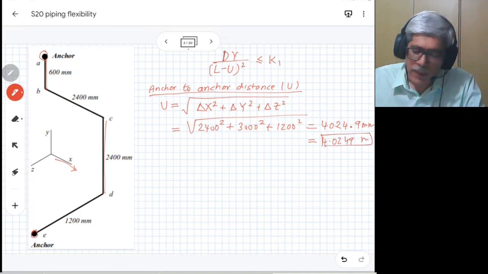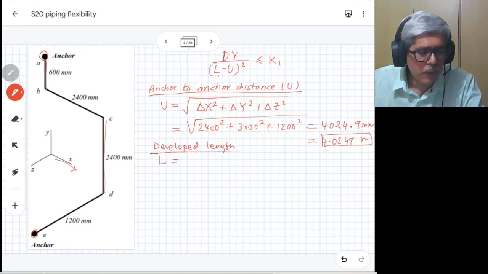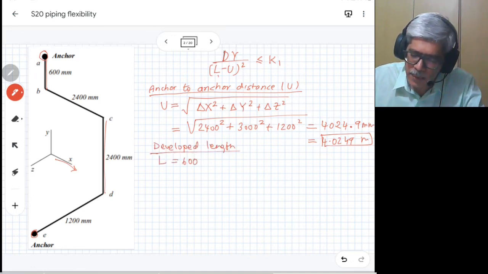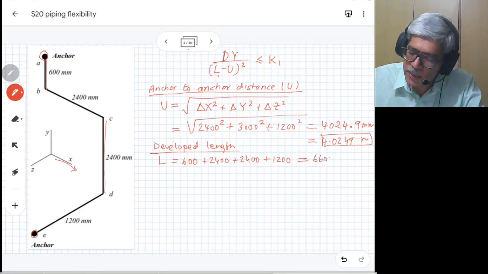Next, we will calculate the developed length. So L we will calculate, the developed length. So L is nothing but addition of all the pipelines. So that will be 600 plus 2400 plus 2400 plus 1200. So L value is 6600 millimeters, which is nothing but 6.6 meters.